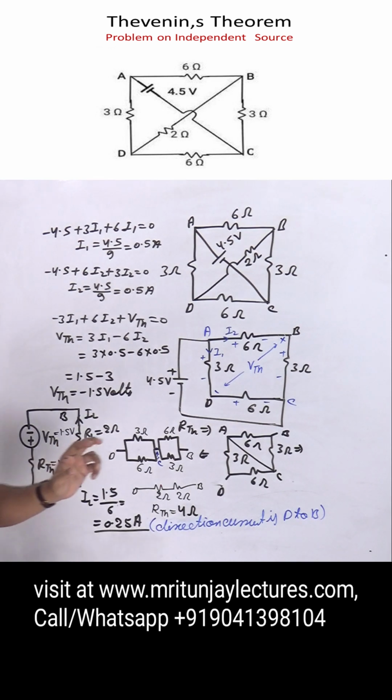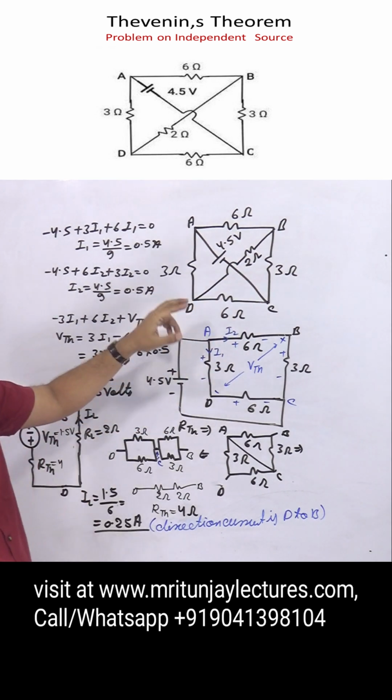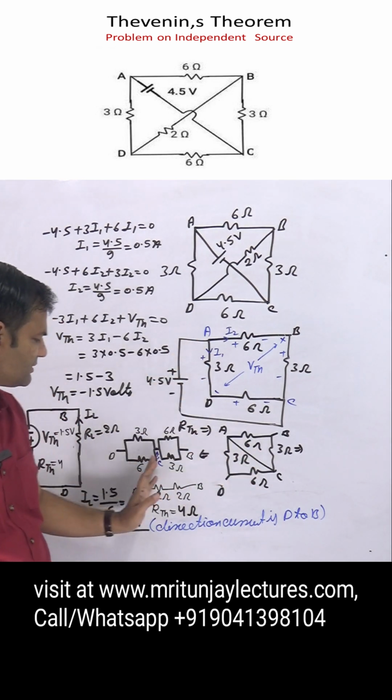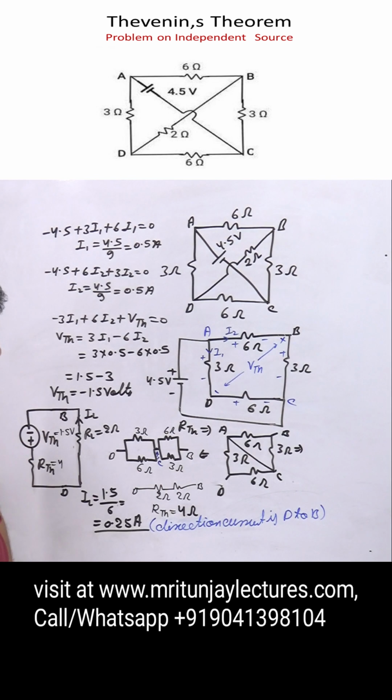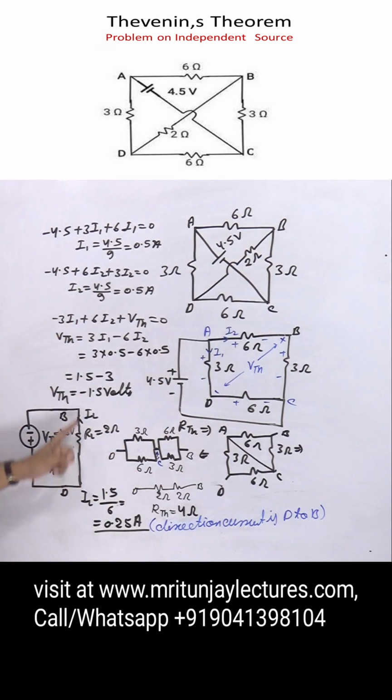After that, to determine RTH, all independent sources are reduced to 0 corresponding to the BD terminal. So that is short circuited. If this one is short circuited, then the circuit looks like this one, and we get 4 ohm. After that, put these values here. VTH is minus 1.5 volt, which means the direction is opposite: this one is minus, here plus. So IL is VTH divided by RTH plus RL, and we get 0.25 ampere. What about the direction of current? That is D to B.